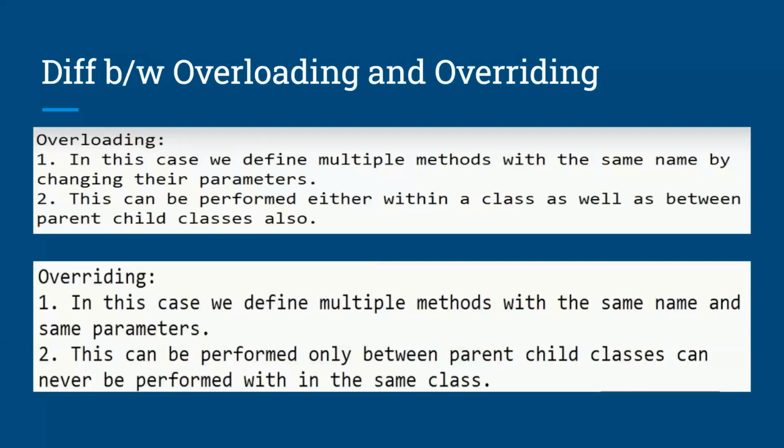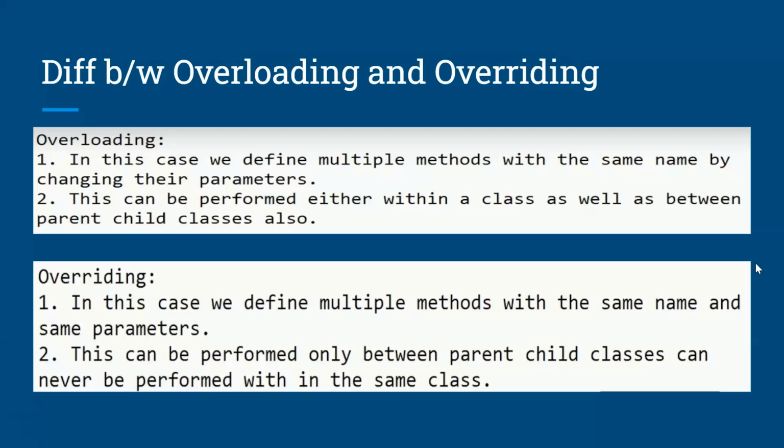Here is the main difference between overloading and overriding, so just focus on that. Many questions come from this, so you can learn from here. In overloading, we define multiple methods with the same name by changing their parameters. This can be performed within the same class as well as in parent and child classes. But in overriding, we define multiple methods with the same name and the same parameters, and this can be performed only between parent and child classes, not within a separate class. Always remember: it always comes as parent and child, not the same class. This is the main difference.